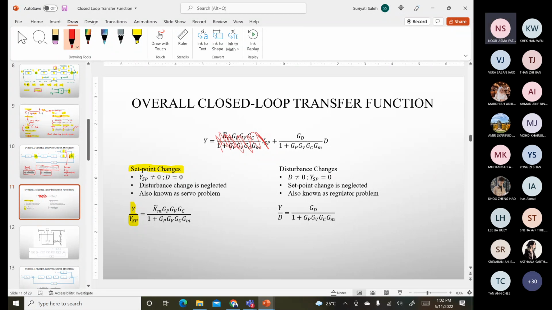So how to measure it? We base it on this mathematical model. We have to separate either the set point changes or disturbance changes. If we want to consider both, then it becomes the overall closed loop transfer function, where you consider the set point and the disturbance changes. The SP is there, the disturbance is also there. So this is the overall.